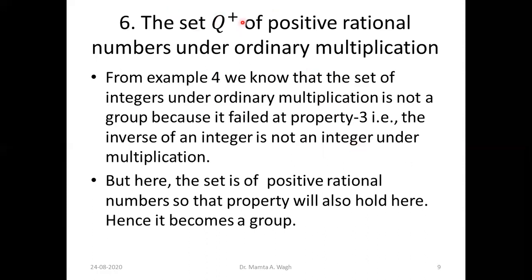But here what do you have? You have the set of rational numbers. So now you have a broader set. The rational numbers are here. That means from that example, it is clearly visible that the set of positive rational numbers under ordinary multiplication forms a group, because all other properties were already satisfied and we were failing at inverse only. But inverse will be satisfied here because we are taking the set of positive rational numbers. So that property will also hold here, hence it forms a group.